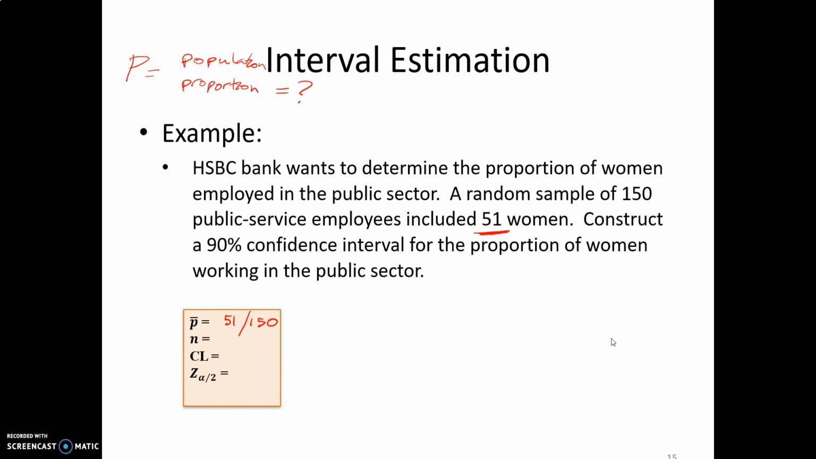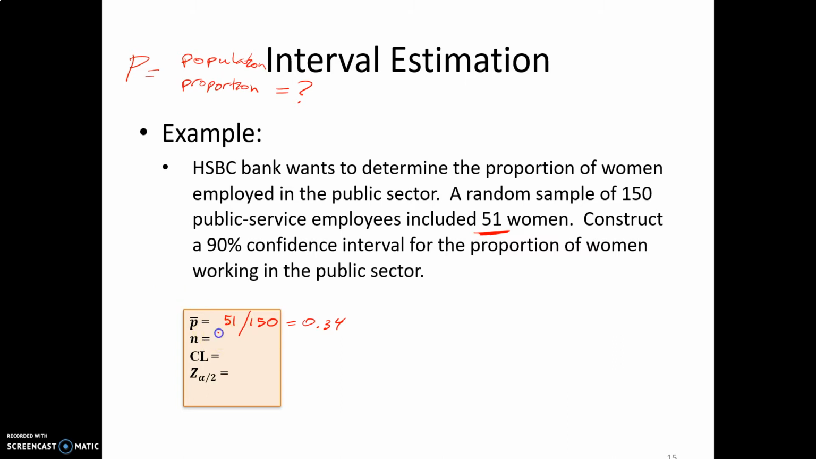And we get about 34%. We're going to keep it as a decimal. Oops, my bad, 0.34. So remember that with proportions, it has to be listed as a decimal number less than 1 or as a percentage less than 100%. 51 is not the proportion. 51 is how many women were in the sample.